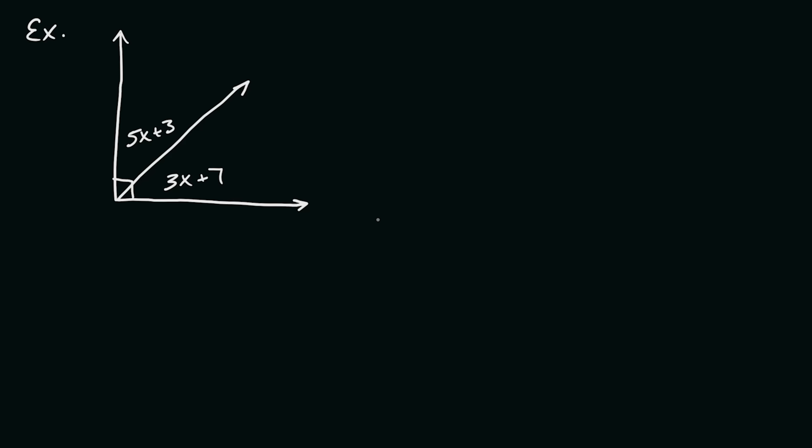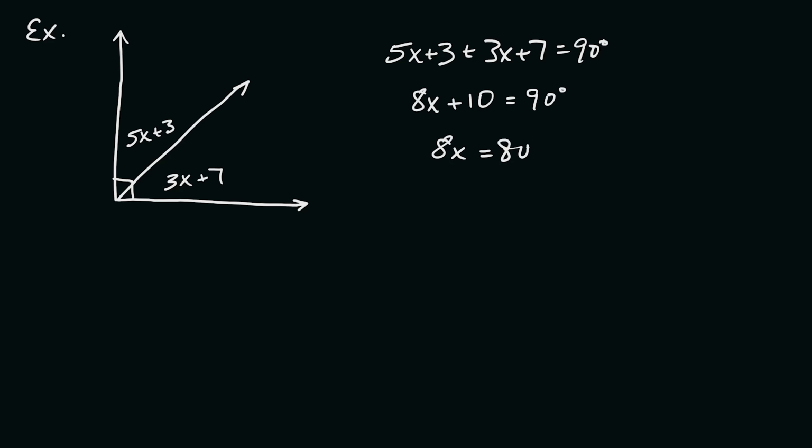Alright, so hopefully you guys just solved it on your own. Pause the video, right? And so now let's start solving it. So we know that this whole entire angle is complementary, right? So we set them equal to 90 degrees. So plus the 3x plus 7 equals 90 degrees, right? So now we add the like terms together, which makes up 8x plus 10 equals 90 degrees. Subtract the 10 on both sides, 8x equals 80 degrees. So it means that x equals 10 degrees, right?